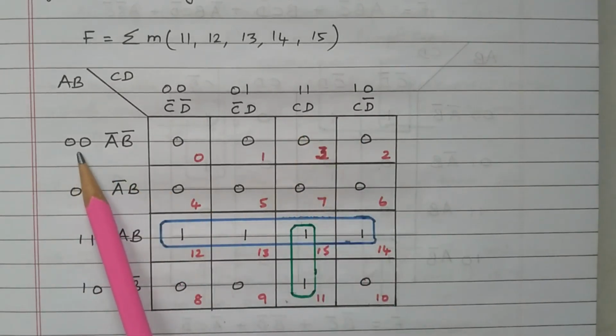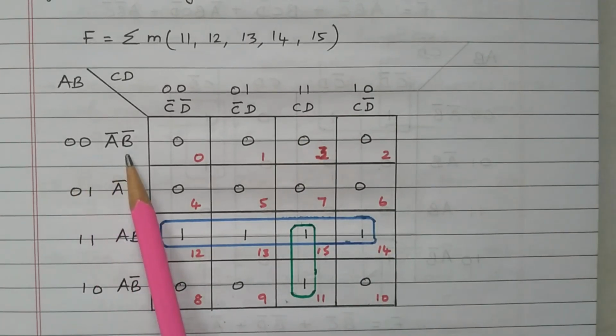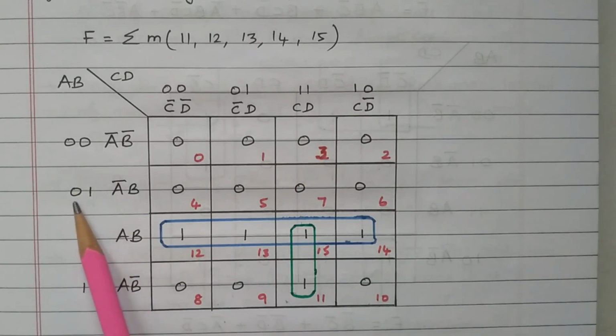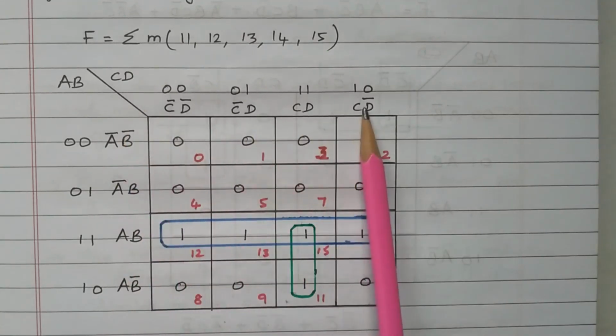Right. But 0, 0 means A bar, B bar. The first 0 represents A bar, this 0 represents B bar. Similarly, 0, 1: 0 means A bar, 1 means B. 1, 1 we can write as it is, A, B. 1, 0: 1 is A, 0 means B bar. Right. So we wrote all the terms. A and B are written on the vertical side, and C and D on the horizontal side.